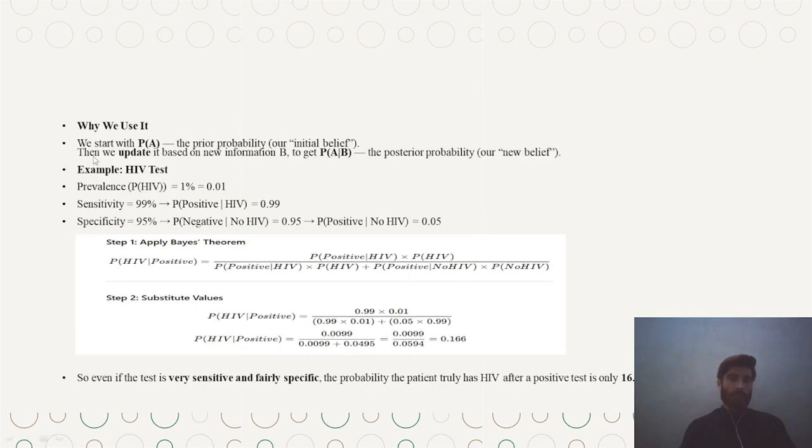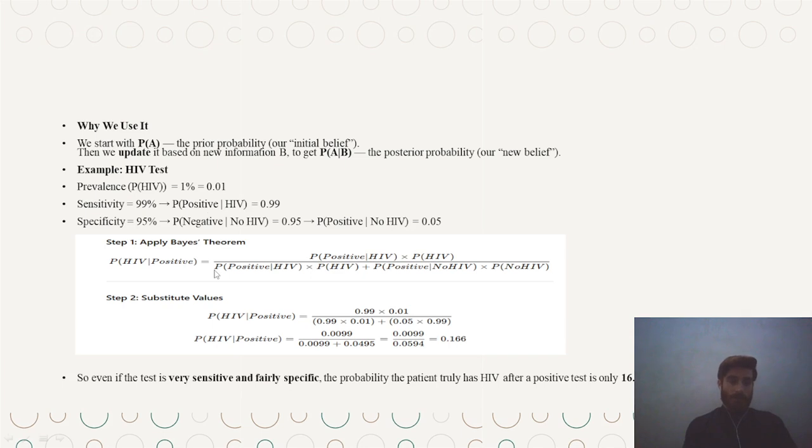So if we start with probability of A, the prior probability, then we get new information on the test, to get probability of A knowing B. Okay, now this is our new belief. For example, this is a test: prevalence is 1%, sensitivity is 99%, specificity is 95%. In the specificity, the disease is negative and the test is also negative. In the sensitivity, the disease is positive, and here it is HIV.